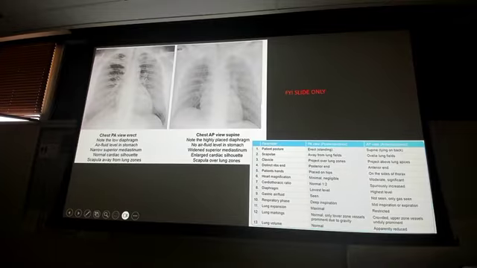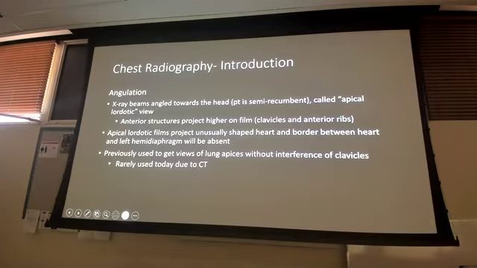FYI slide, not going to spend a whole lot of time on it in this one here, but this is showing you the PA view. Erect means standing, supine means lying down. The biggest way is the parameters of how the patients are going to be positioned on this chart for you guys here to understand how the x-rays are being done. I'm not testing you on this though.